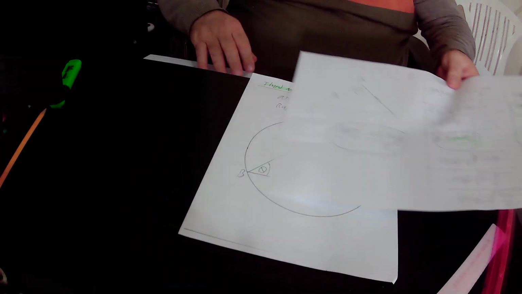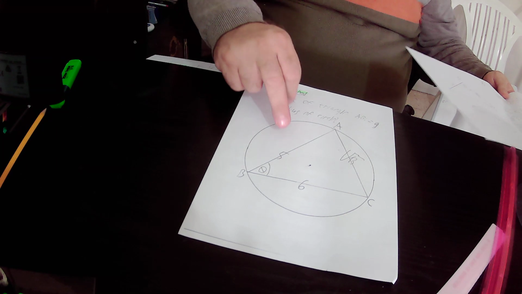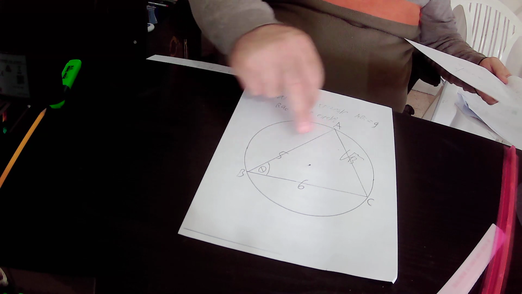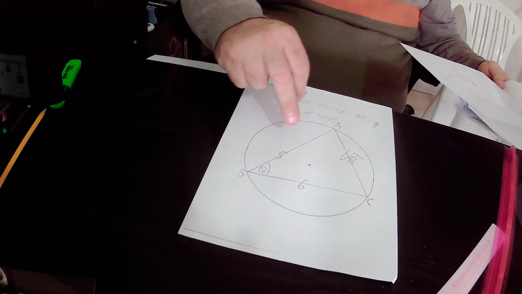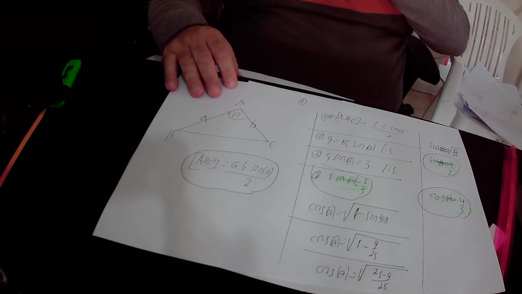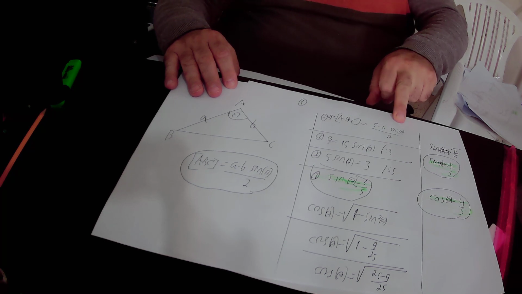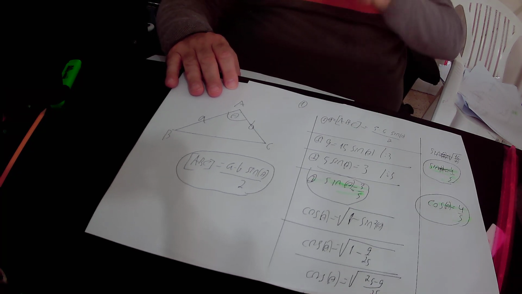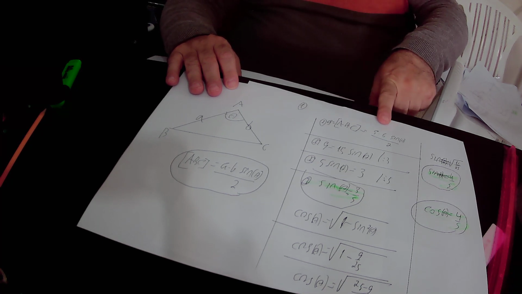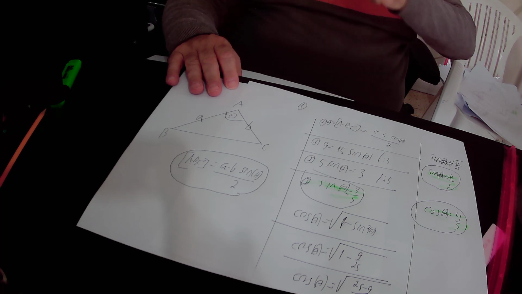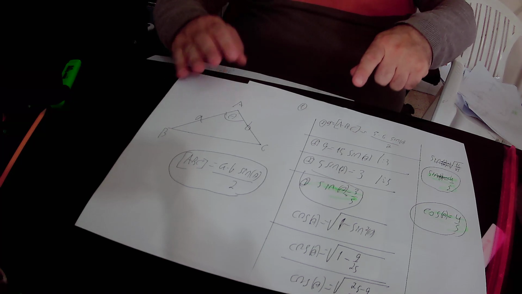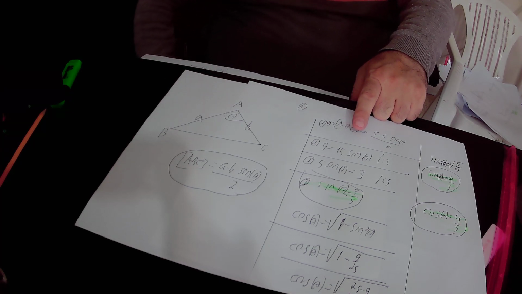Okay, so we calculated the area of our triangle ABC according to this formula, and the area of triangle ABC will be equal to 5 times 6 times sine theta over 2. But we know that the area of triangle ABC equals 9 square units. So we can write here that 9 equals 5 times 6 times sine theta over 2. Here 5 times 6 is 30 and 30 over 2 is 15. So in conclusion, we found that 9 equals 15 times sine theta.